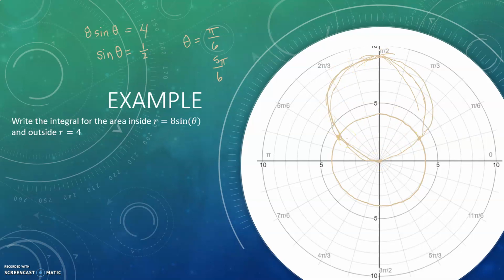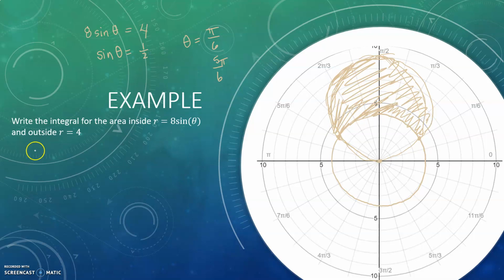And then we're going to find the area inside 8 sine theta, so inside this circle and outside r equals 4. So we're looking for this area here. I was just starting to shade, that was my problem, and that's why it was so messy.